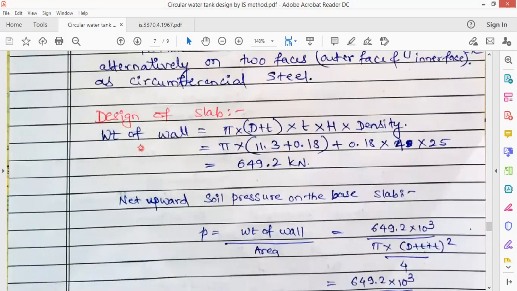So for the slab design, I will calculate the weight of the wall. It is the total weight of the wall. It is pi times the circumferential distance, pi into D, where D here is d plus t, into t, the thickness, plus height into density. So the total weight of the wall will be 649.2 kilonewton.